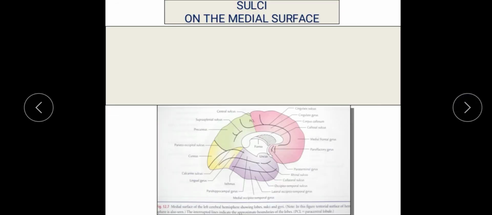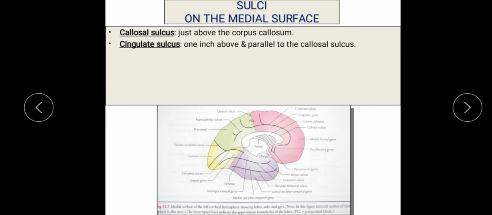And sulci on the medial surface. This is the corpus callosum. This one is the splenium, this is the body or trunk of the corpus callosum, this anterior part is the genu of corpus callosum, this one is the fornix. Just parallel and just above the corpus callosum is the callosal sulcus. One inch above the callosal sulcus and parallel to it is the cingulate sulcus. This one is the cingulate sulcus.